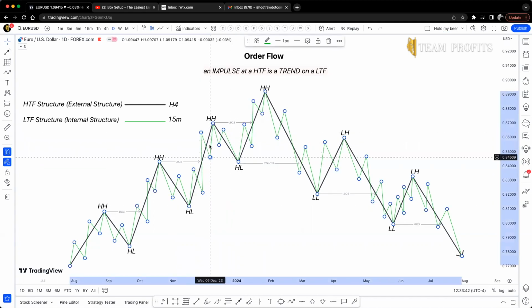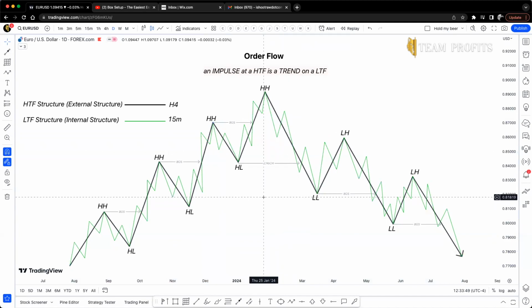Let me show you here. Actually, I made a little mistake, this was incorrect, right there. That's what I meant to do. So basically, we're going to be waiting for a change of direction, a change of character. When this happens, you'll also see a trend on the lower time frame, which is why I placed this right here.